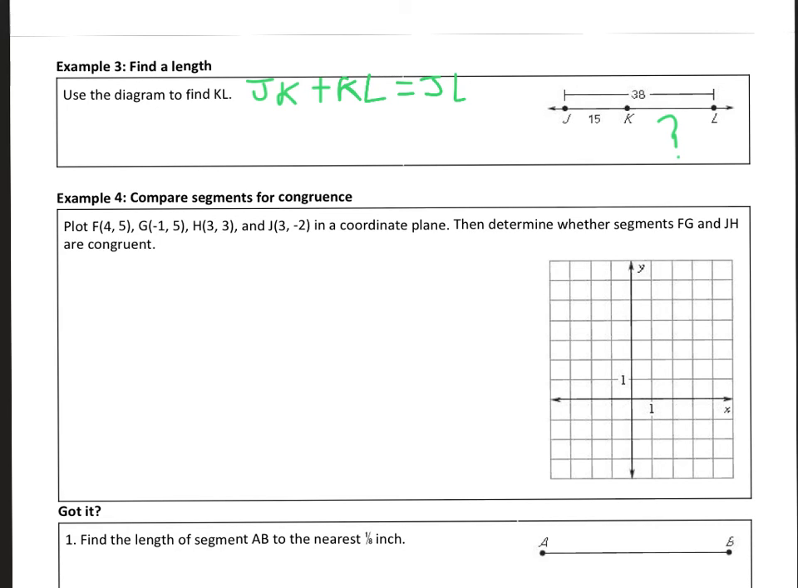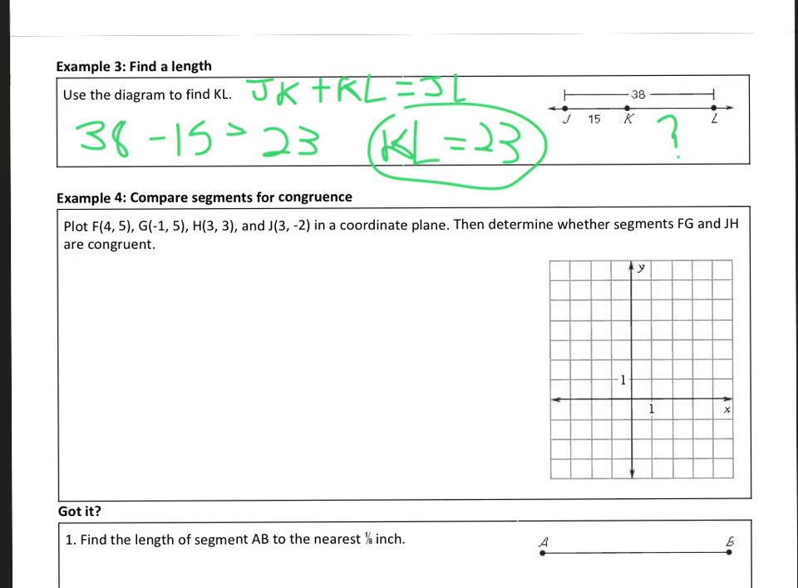So to find this missing piece of the segment, KL, I would just take 38 minus 15. So KL is 23 units long. And you can test that. You could take 15 plus 23 and you get 38. So I think that's a pretty straightforward way of explaining that.